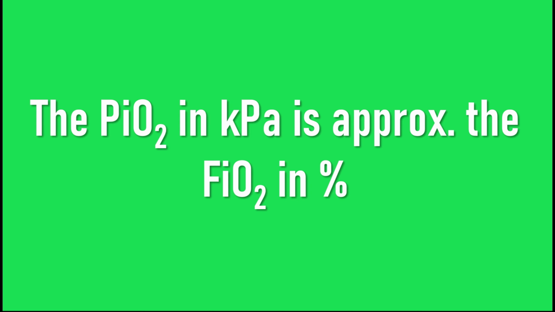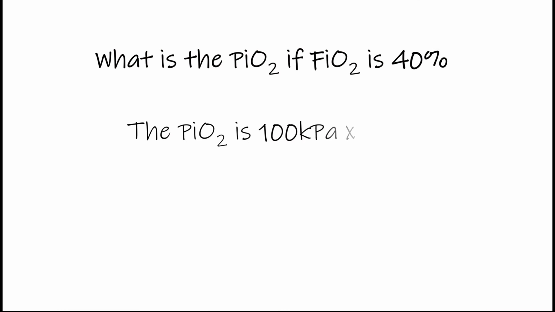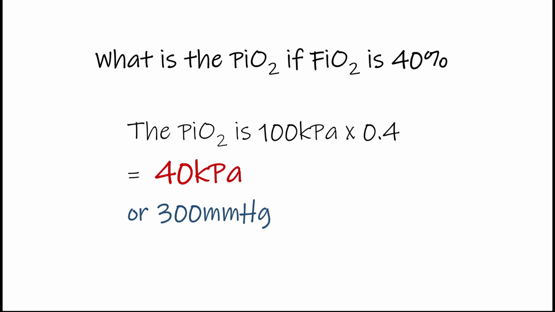Two things that are really useful to know. The first one is that the partial pressure of inspired oxygen in kilopascals is for all intents and purposes the same as the FiO2 in percentage terms. For example, what is the PiO2, the partial pressure of inspired oxygen, if the FiO2 is 40%? So the PiO2 versus the FiO2, very simple now. If the FiO2 is 40%, the PiO2 is the atmospheric pressure, 100 kilopascals, times 0.4, and that works out at 40 kilopascals, which is incidentally 300 millimeters of mercury. So that's really easy, isn't it?